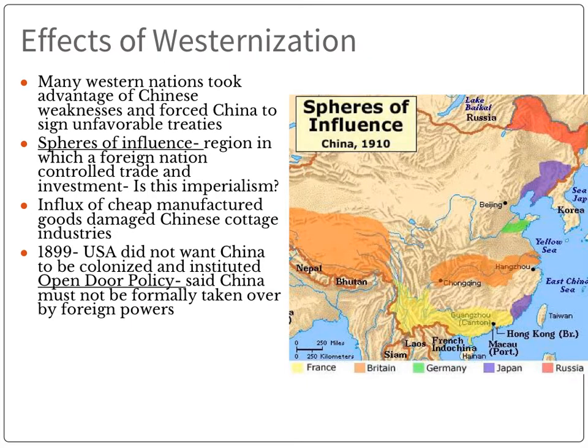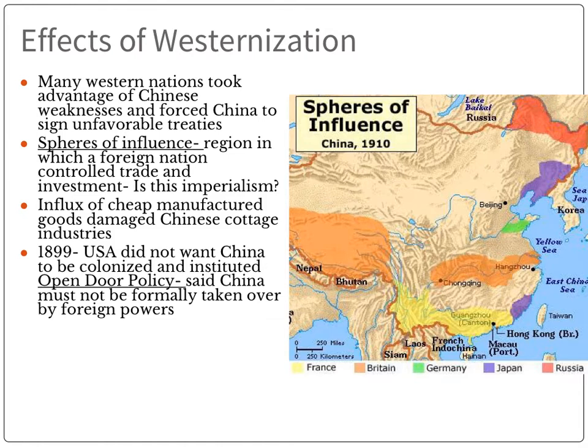And so there are a lot of Western nations that took advantage of the fact that the Qing Dynasty was weakening, especially after the Opium Wars, and becoming more open to Westerners, and they forced China to sign unfavorable treaties. One of the things that resulted from this is what you see on this map. I touched on this earlier in our imperialism PowerPoint, but I'm going to discuss it a little bit more in detail. So countries started to develop spheres of influence.